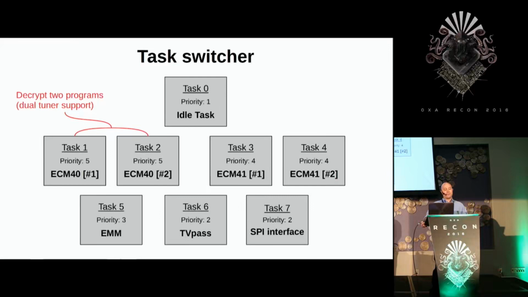This 6502 runs a task-switching operating system. 8 tasks are run, which supports decryption of up to 2 channels at the same time from the one chip. So there are 2 tasks that are dedicated to processing the ECM40 messages, and those generate working keys that are used for the transport stream decryption. There are 2 tasks that handle processing of the ECM41 messages. Those generate program keys that are used to process the ECM40. One task handles the EMM processing. There's also a task to handle the TV pass interface, and there's a task to handle messages that come in from the SPI interface.